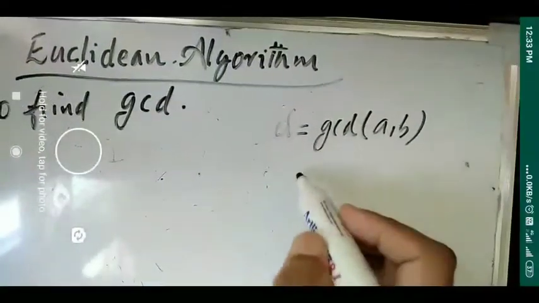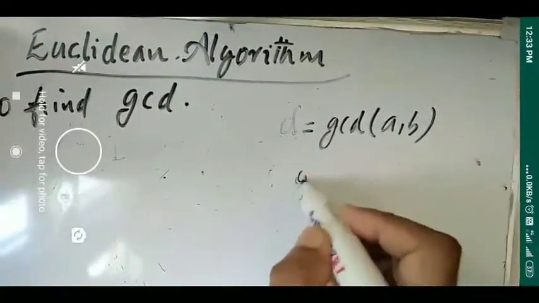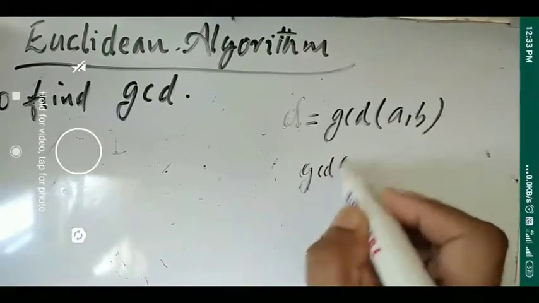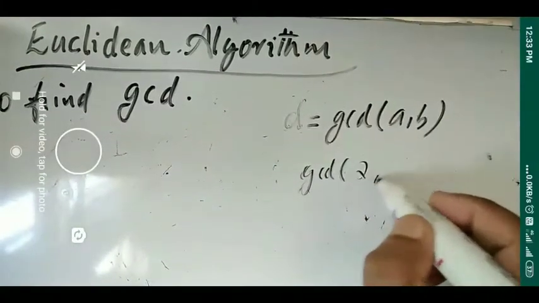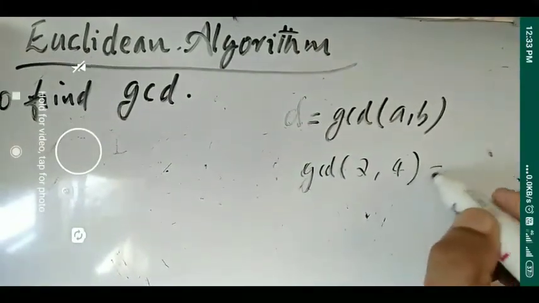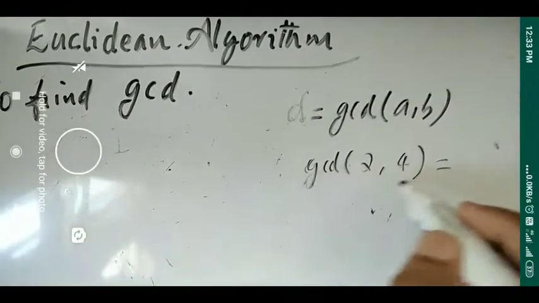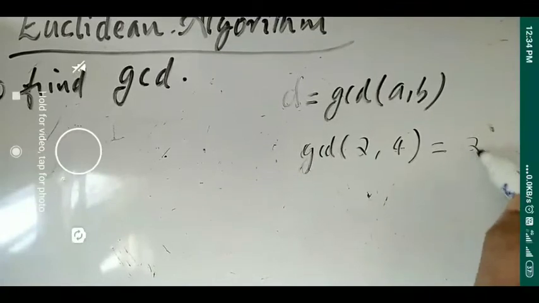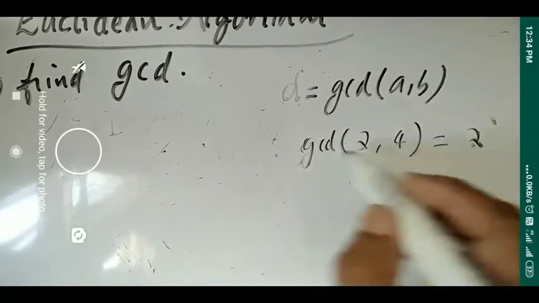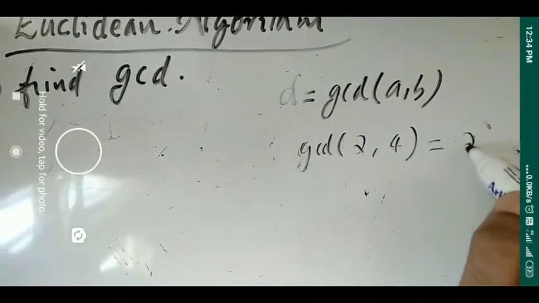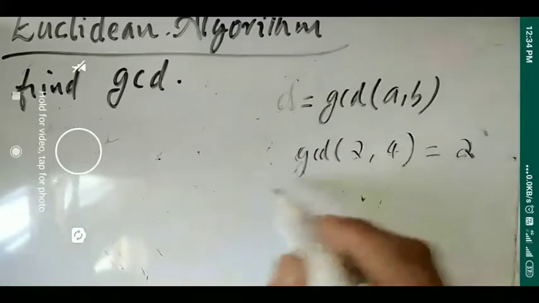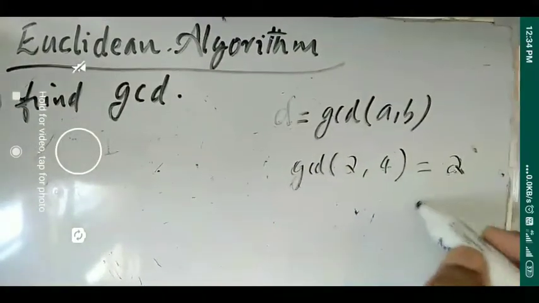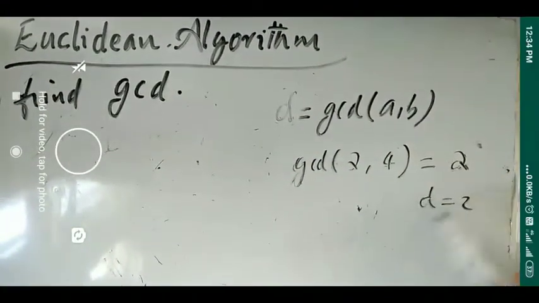Now, for example, GCD of 2, 4, which is the greatest common divisor of 2 and 4, is 2. That means we can divide both 2 and 4 using the number 2. So GCD of 2 and 4 is 2, that is D equal to 2.